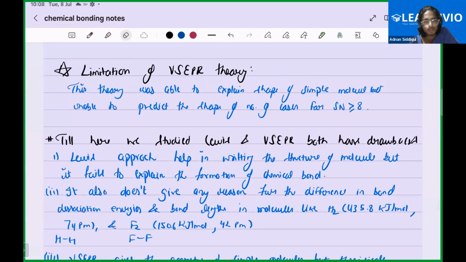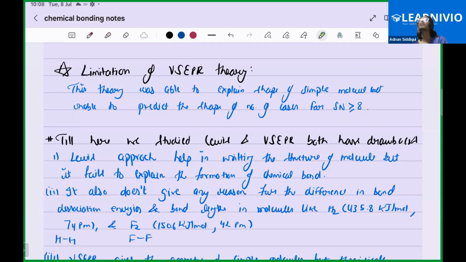The VSEPR theory was able to explain the shape of simple molecules, but was unable to predict the shape in a number of cases where SN is 8 or greater than 8. What do we mean by SN? Steric number. Yes. Steric number is greater than or equal to 8. So that means it has 8 single bonds, I mean sigma bonds. Okay, you can say that.